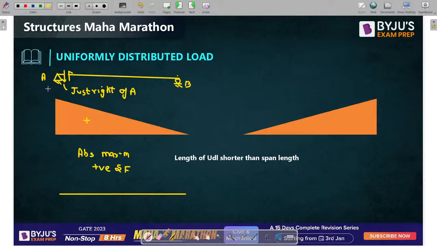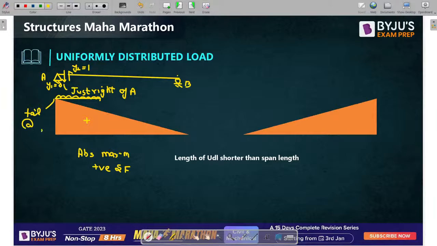Y1 will be equal to 0, but Y2 is equal to how much? Y2 will take the complete ordinate, but Y1 will be equal to 0 because this distance is very less. Getting a point? So this is our absolute maximum positive shear force. Now tell me guys, for absolute maximum positive shear force, what should be the location of your UDL? It will be same as VA. That means the tail should be present at A itself.